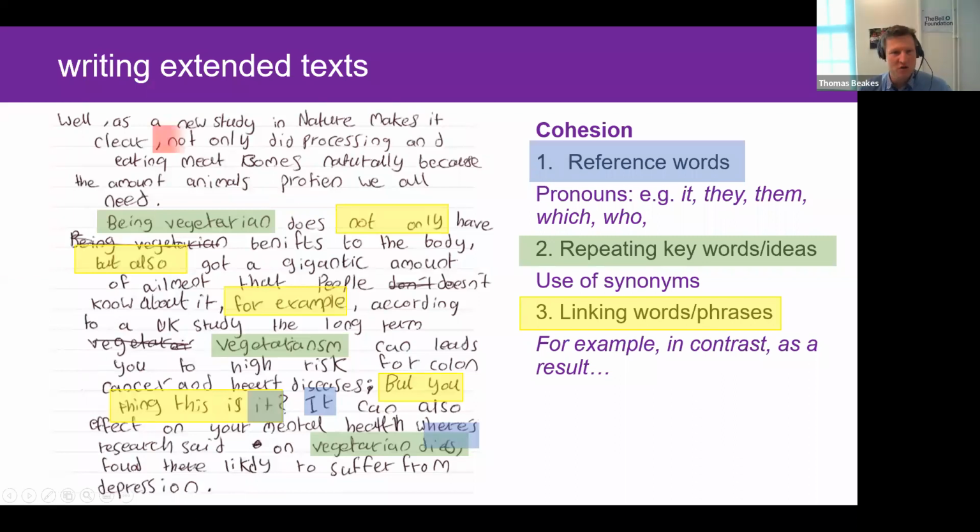However, we can also note that the student hasn't always used this correctly, so they've got another not only at the top, but they haven't included a but also. So we can't use not only on its own. The cohesion really breaks down in that point.